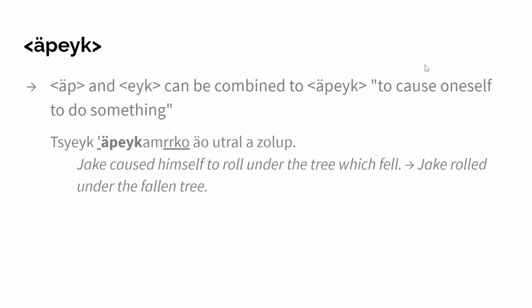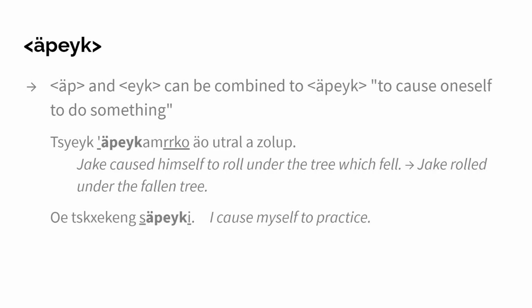Tsiek epeka mrko eu utral azolup. Here we have a very long verb because it has the epek infix, but it also has the am infix, so past. The base verb here is rko, to roll. So Jake caused himself to roll under the tree which fell, so Jake rolled under the fallen tree. Another example, oitskekeng sepegi. I caused myself to practice.